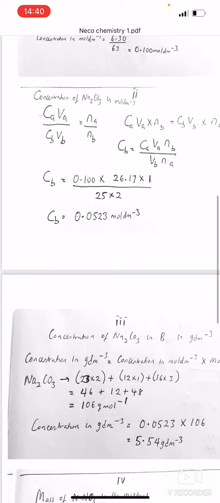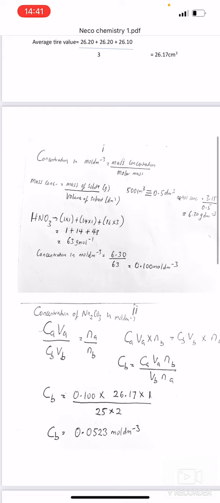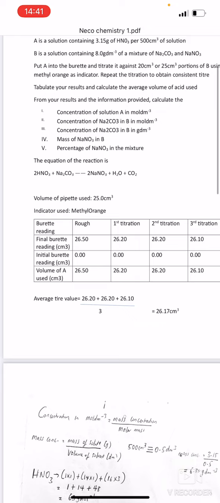That's the mass concentration of Na2CO3. And let's look at the fourth question. The mass of NaNO3 in B. And this one, you have to first understand the concept here. B is a mixture containing 2 salts, sodium carbonate and NaNO3. So the mass of Na2CO3 in 1 dm³ is 5.54.